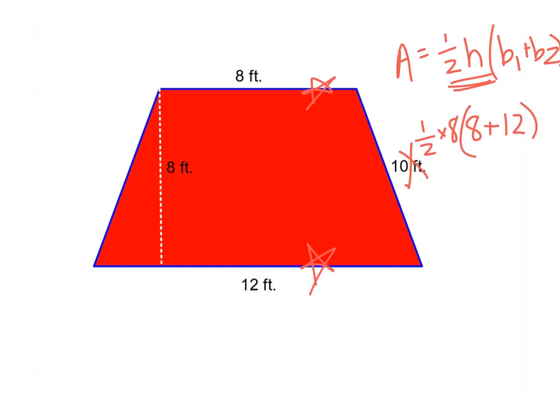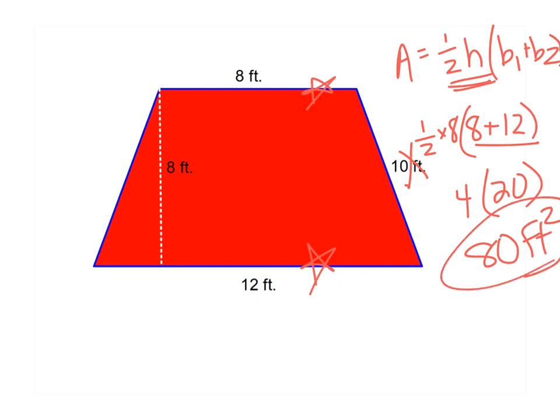Okay, so here we go. Following the order of operations, 8 plus 12 is 20, and we're going to multiply that by half of 8, which is 4. So 4 times 20 would give me 80 feet squared for the area of our trapezoid.